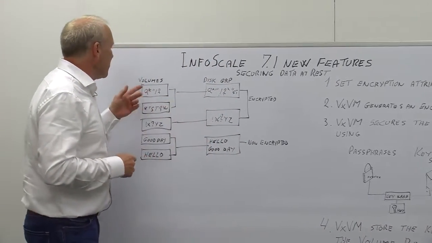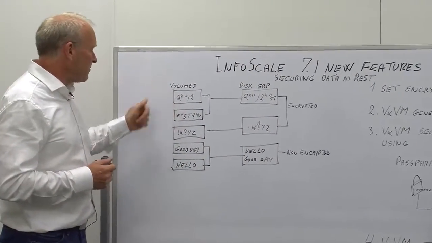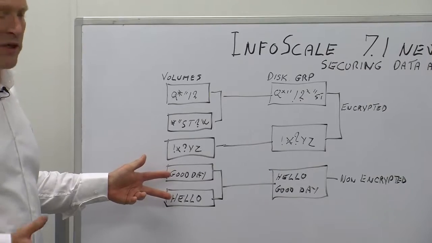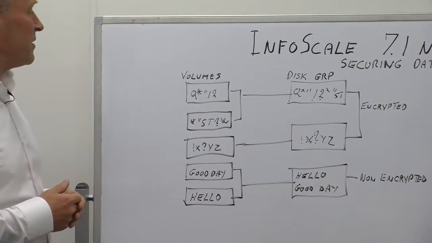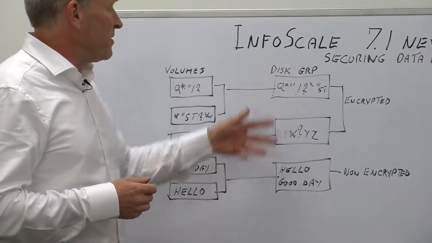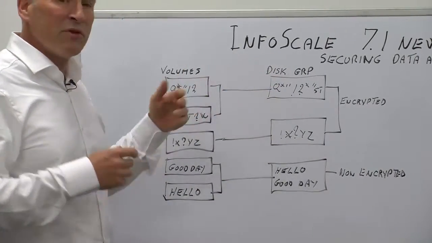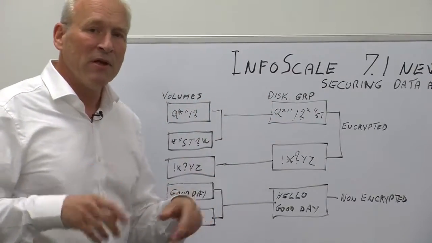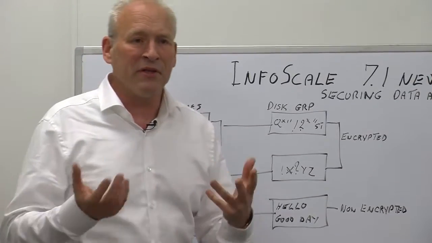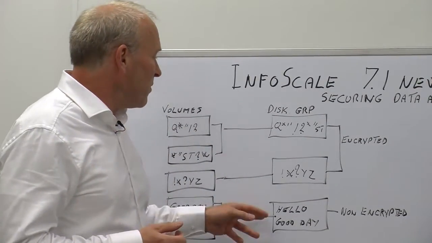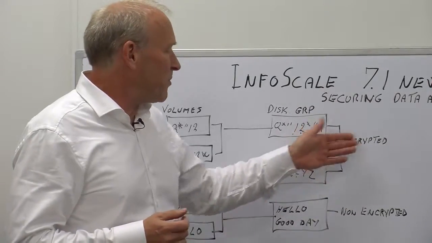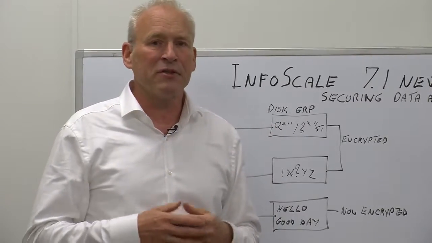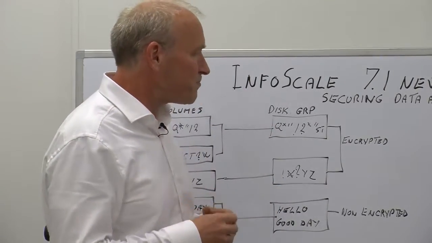So what we can see here is we have volumes which can be encrypted, or we can also have a mix of volumes which are encrypted and some which are not encrypted, where we can read the data as usual. When we do the encryption, it can either be on volumes or on the disk group level. If you do it on the disk group level, all the volumes underneath the disk group will be encrypted. So up here we have a mix of encrypted and non-encrypted volumes or disk groups, which can be served up to the application and to the servers.